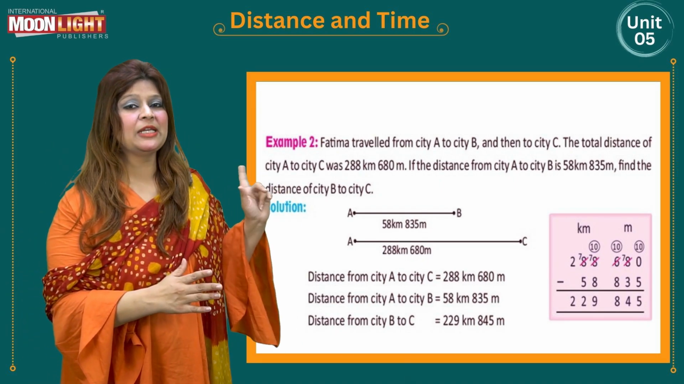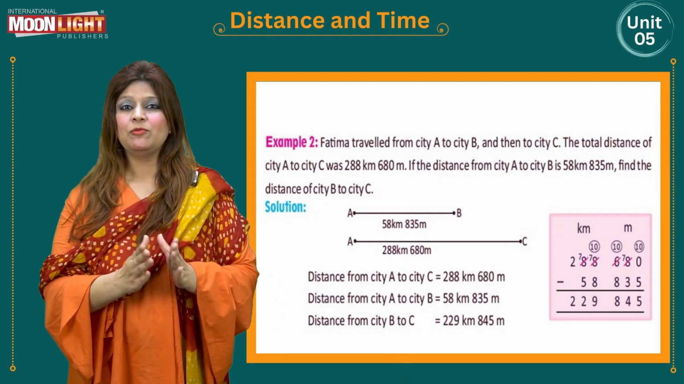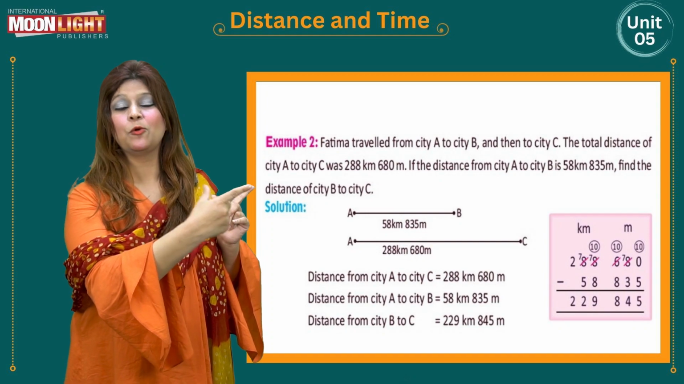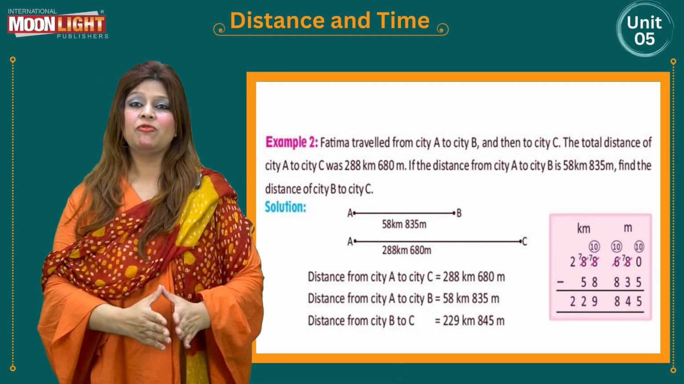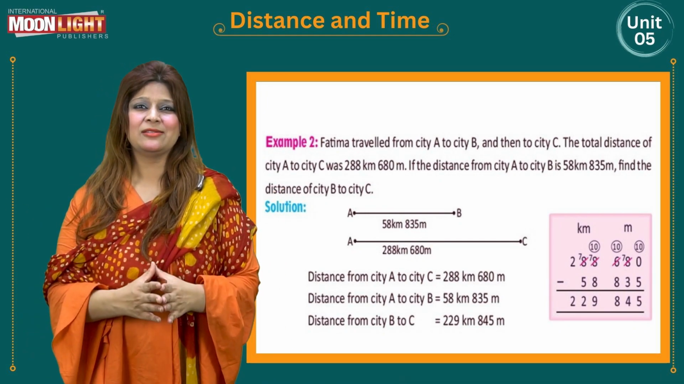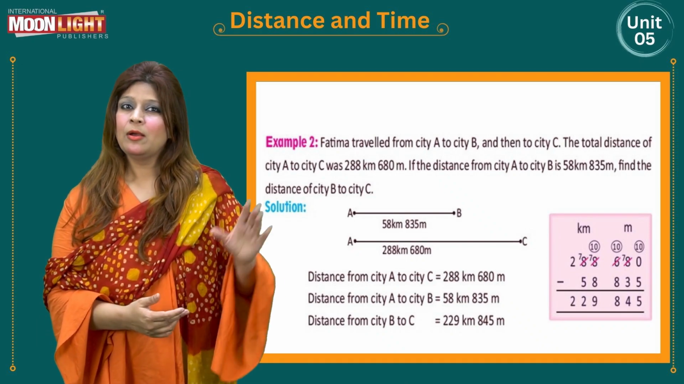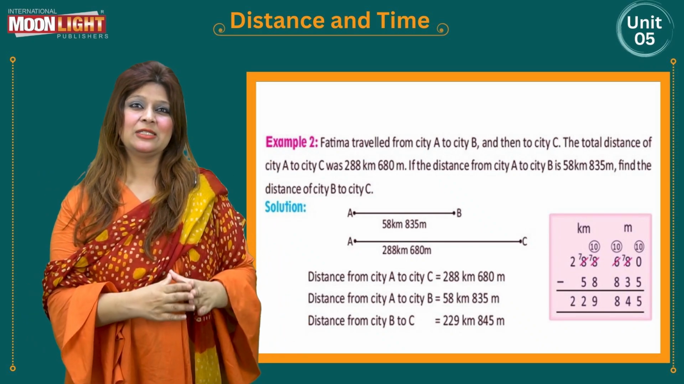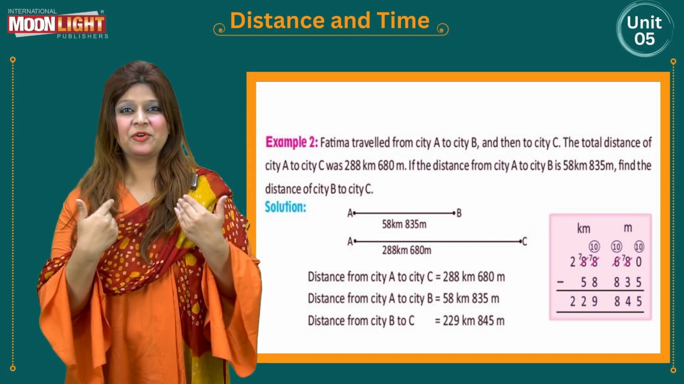Okay, so let us represent it like this. And now what do we need to find out? We need to find out this distance, the B to C distance. This is the remaining or leftover distance, you can say. If we subtract this whole distance from the given distance, we will have our required distance.